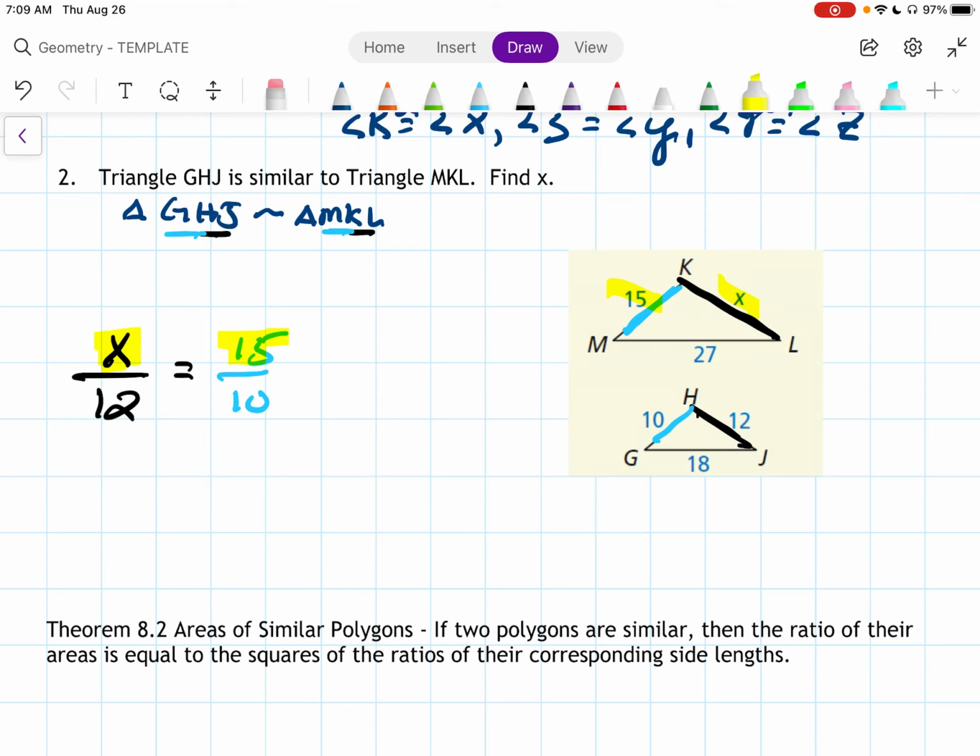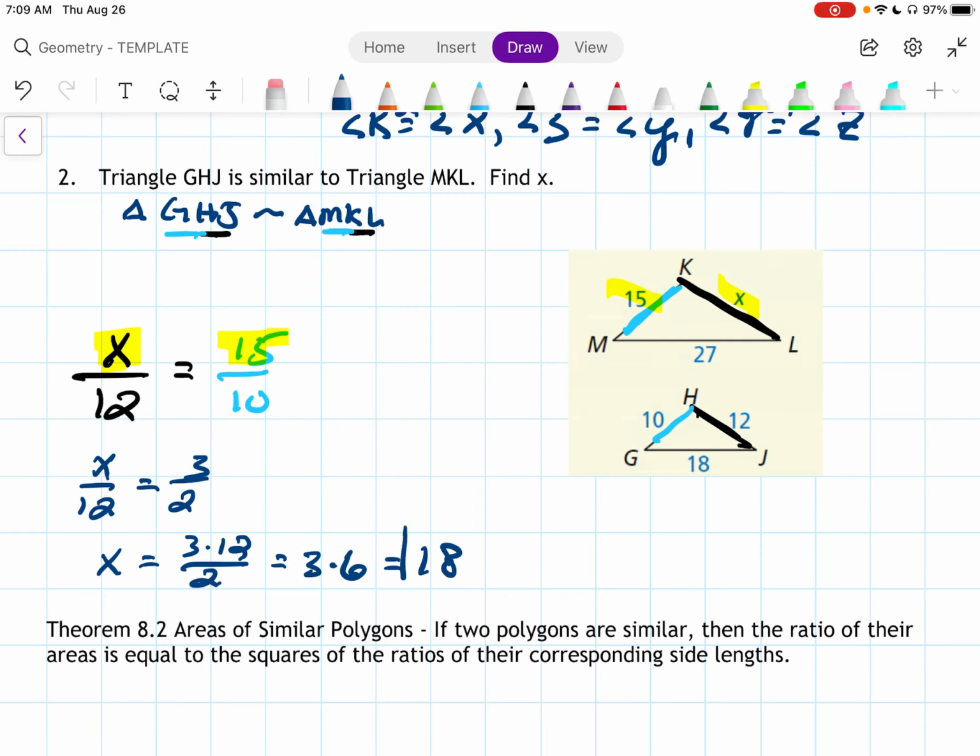The rest of this problem is just solving. 15 over 10, I'll go ahead and reduce that. So I got X over 12 is, what is that, 3/2. Whenever I multiply by 12, I'll have X equals 3 times 12 over 2, which is the same thing as 3 times 6, which is 18.